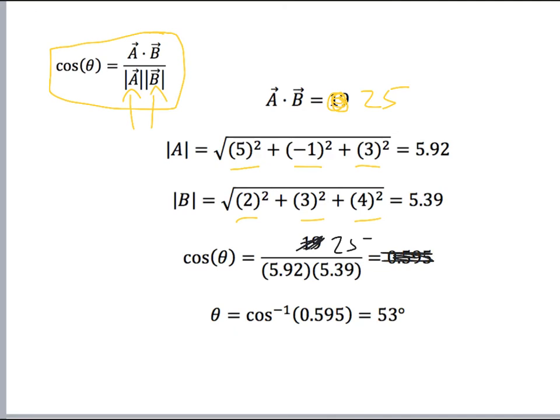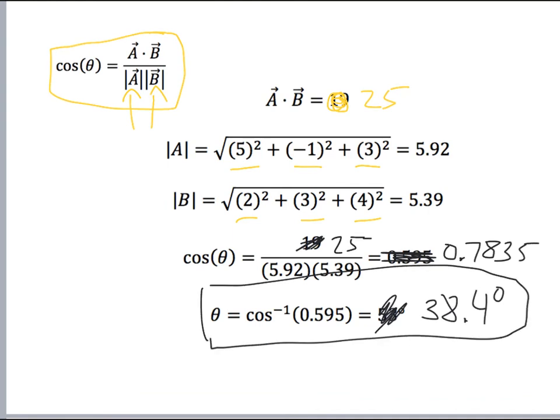And so that means that if I calculate the cosine of theta, that turns out to be equal to 0.7835 actually, with rounding. And if you take the arc cosine of that, you get 38.4, or yes, 0.4 degrees. So that would be 38.4 degrees. And so that tells me the angle between those two vectors, A and B.